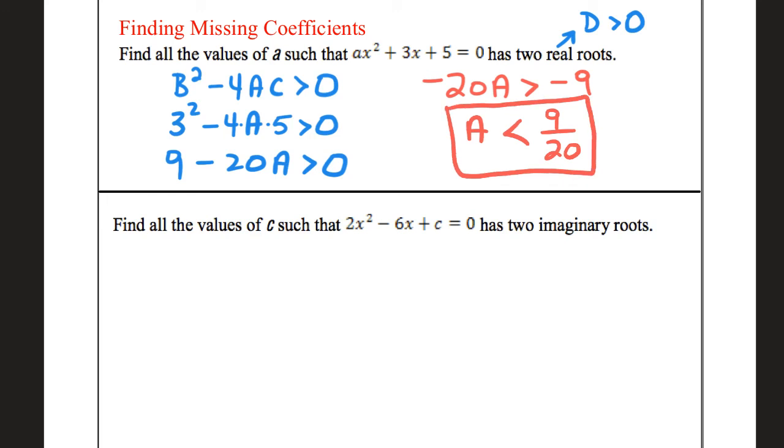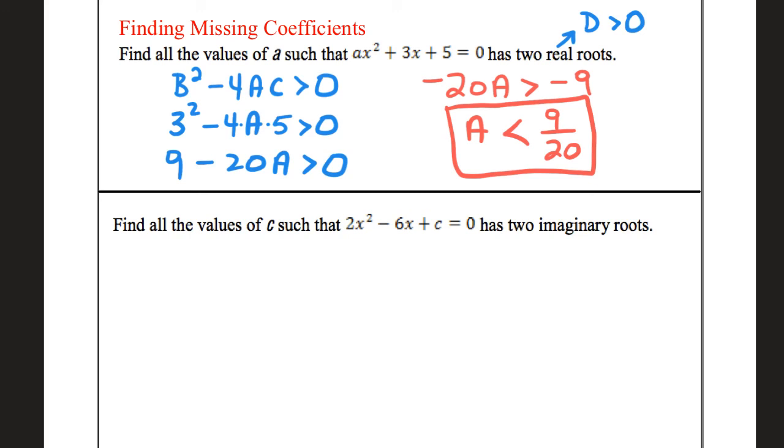So this answer tells us that, as long as A is anything less than 9/20ths, kind of a random answer, but that's what it ends up being, you will have two real roots. Sometimes I've seen them even ask, based on this inequality, give a possible solution. So choose a nice answer, even if you want to. Something like A being -2 works. That's less than 9/20ths, right? So that's how these problems work.